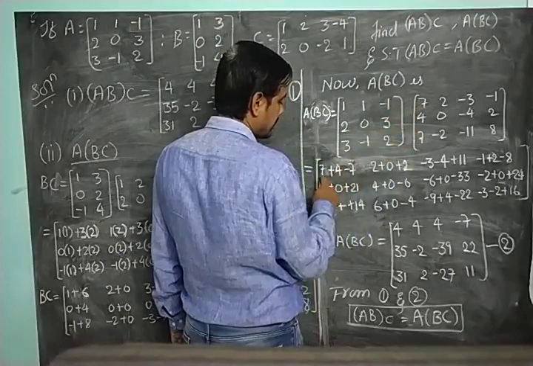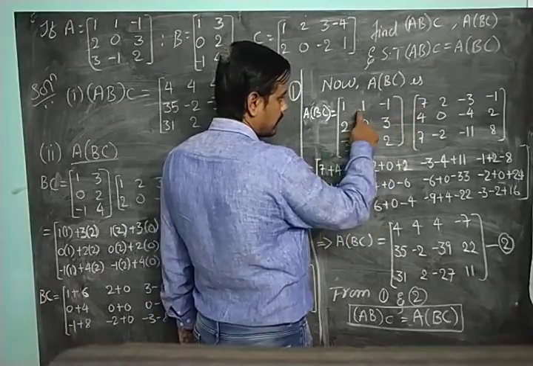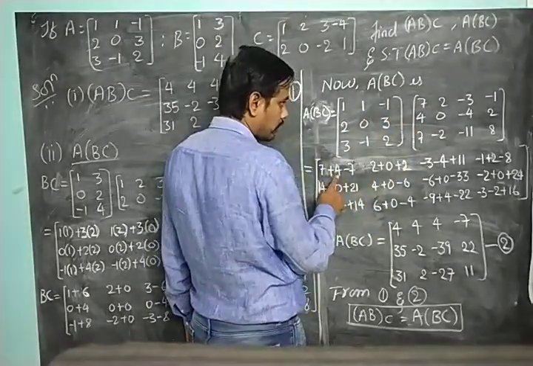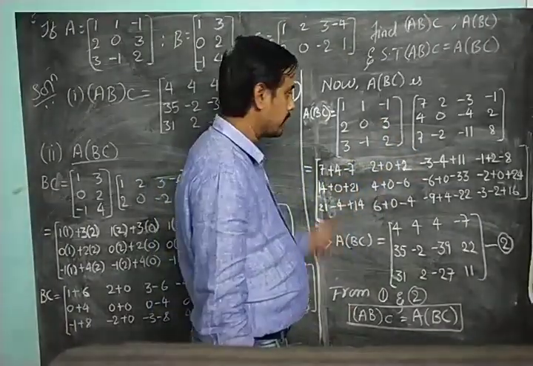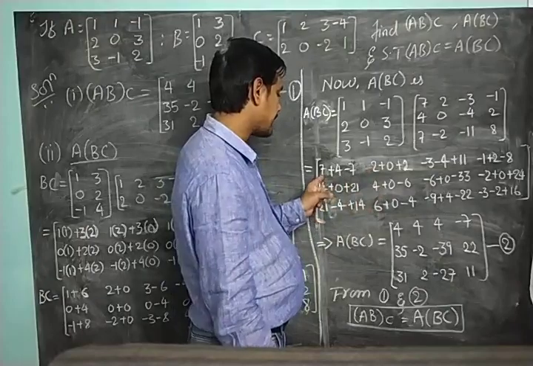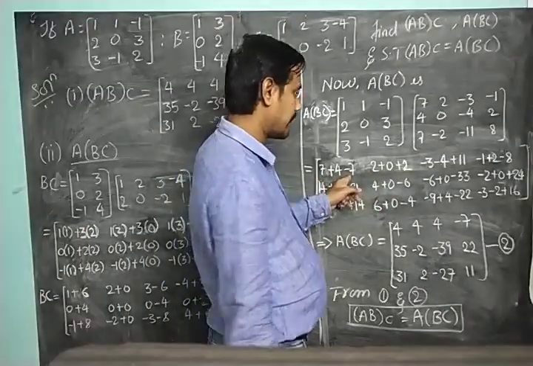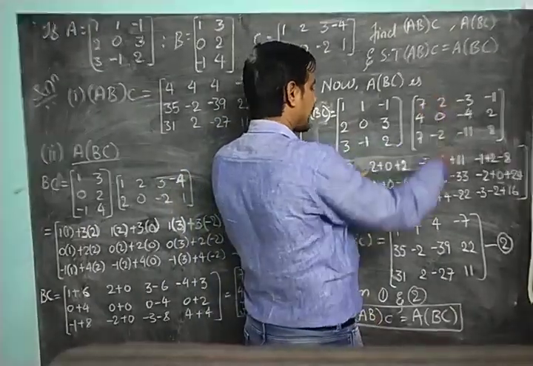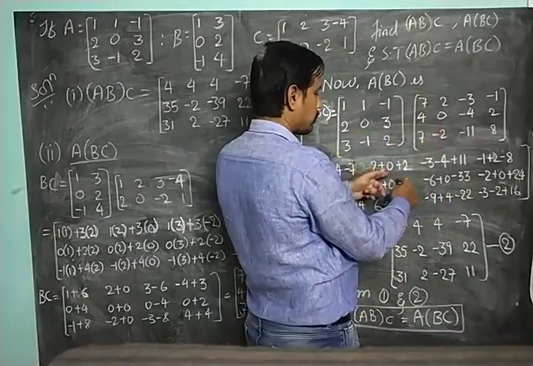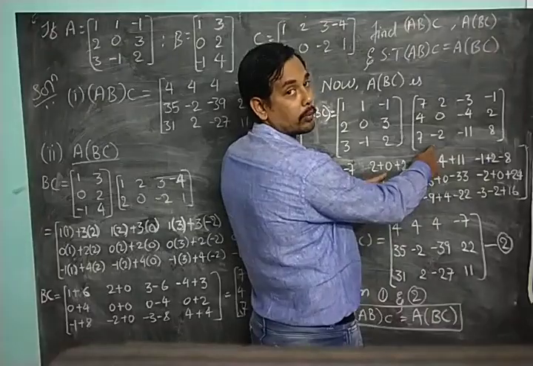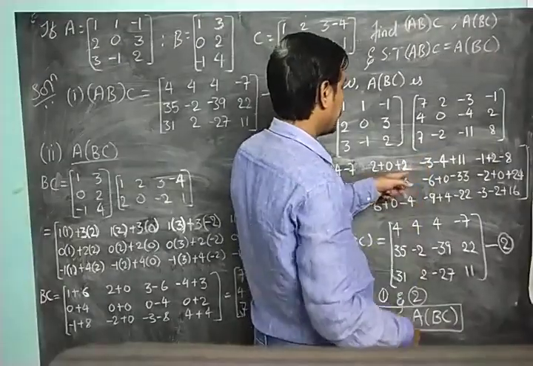1 into 7 is 7. Plus 1 into 4 is 4. Minus 1 into 7 is minus 7. So multiplying this with this, what we get? 7 plus 4 minus 7. And first row with second column. 1 into 2, 2. Plus 1 into 0, 0. Minus 1 into minus 2, plus 2.